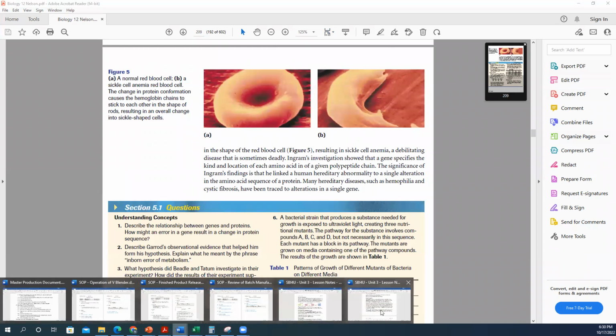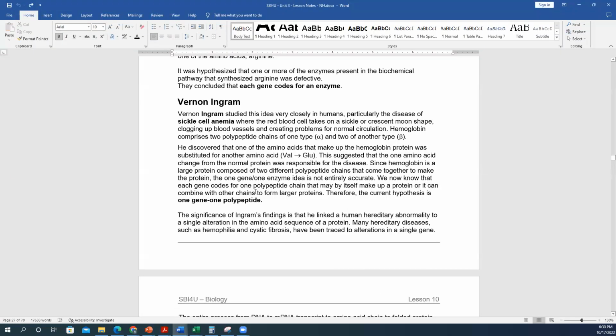And so Vernon Ingram was looking at sickle cell anemia. And what you have to remember is that in red blood cells, there is hemoglobin, and hemoglobin is a protein that actually is made up of 2 types of polypeptide chain. And there are typically 2 types of it. There's 2 of type alpha and 2 of the type beta.